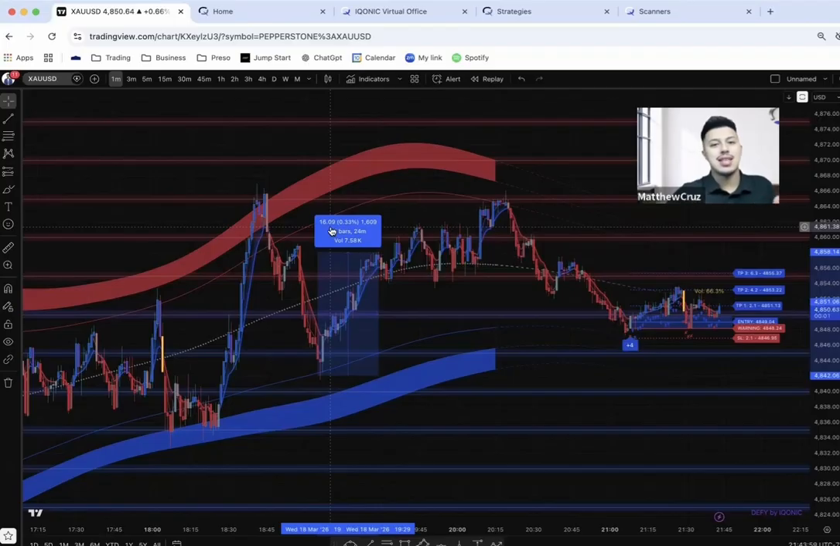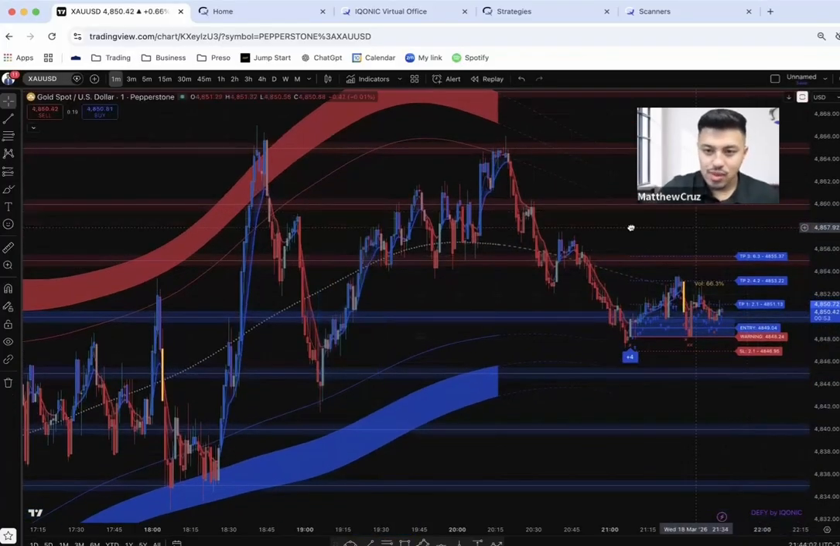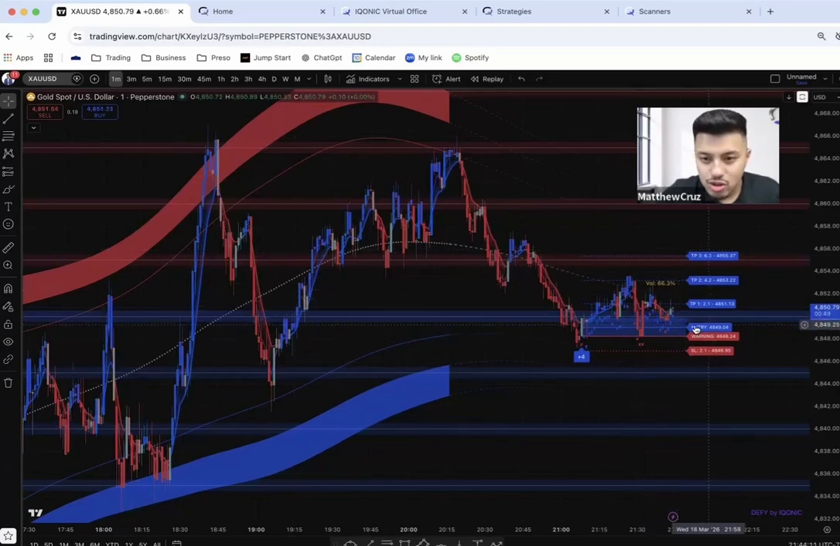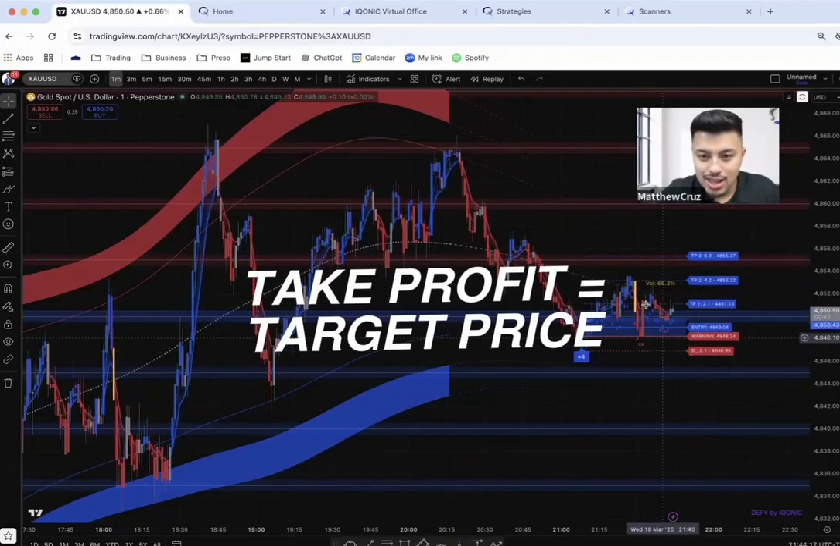So the question is how do I place a trade? Where do I get in and where do I get out? So I'll answer both those questions at the same time. The way you place a trade is you need three numbers. You need your entry, where you're getting in. Your stop loss is your safety net in case the trade goes the wrong way. And then your target, in this example, let's use take profit 2 here.